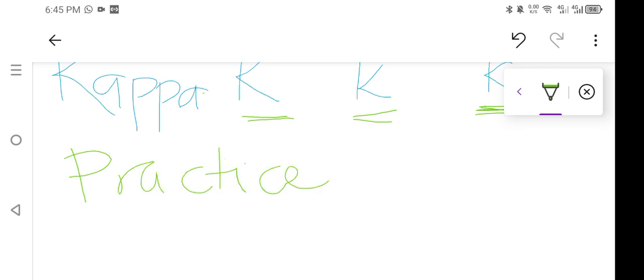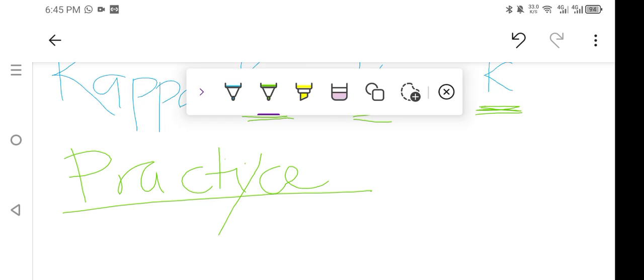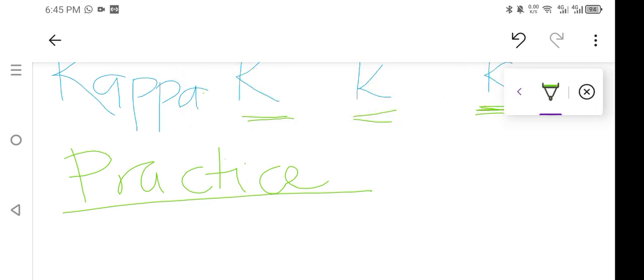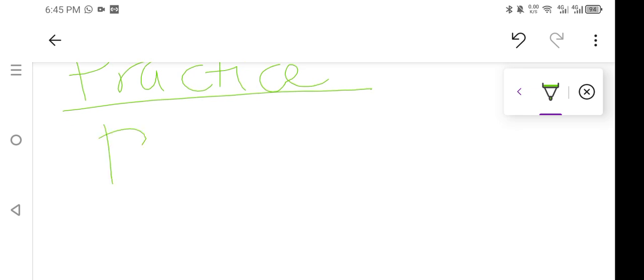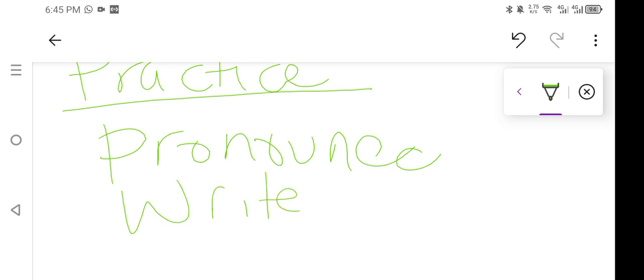and practice pronunciation. So you are supposed to practice the pronunciation, and so practice how to pronounce and practice how to write. Now that we have six of them, please do practice with the first lesson as well. The first part, right from alpha at least all the way to kappa.